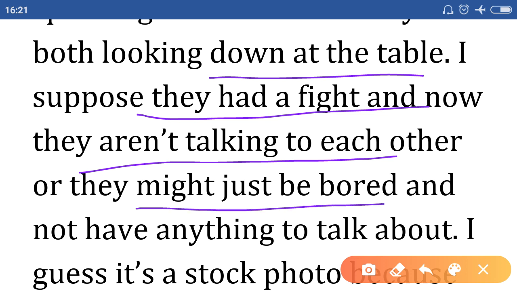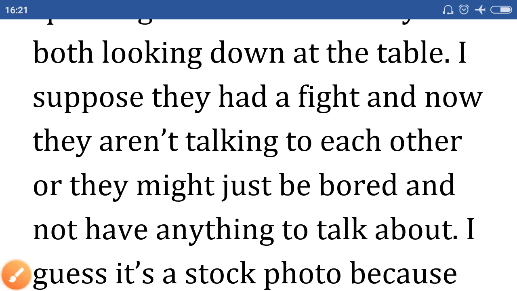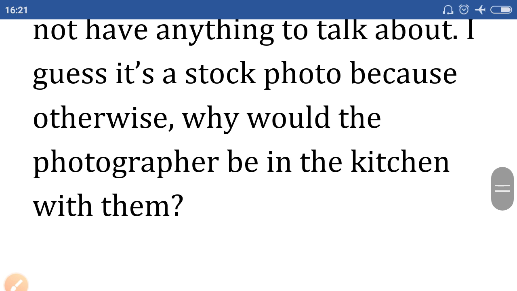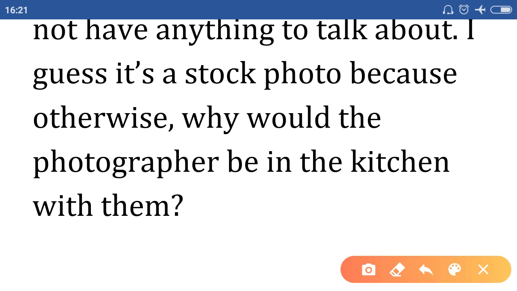Or they might just be bored and not having anything to talk about. It could also be possible, meaning they have got nothing to talk about, that's why they are lost in their own thoughts. It could be possible. Or it could be possible that they both are thinking about something else, some common problem which they might face. I guess it's a stock photo, because otherwise why would the photographer be in the kitchen with them? Means this is a photo which has been clicked by some random person, okay.